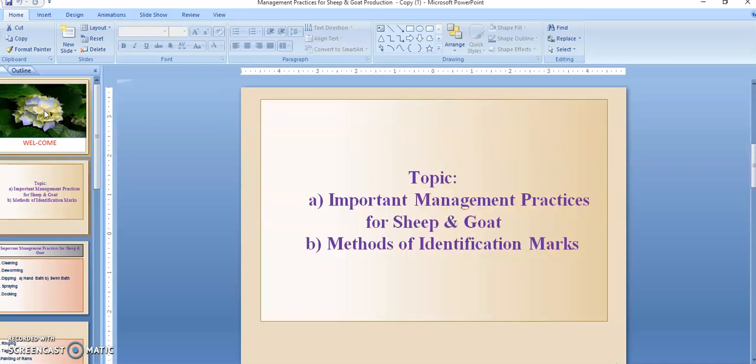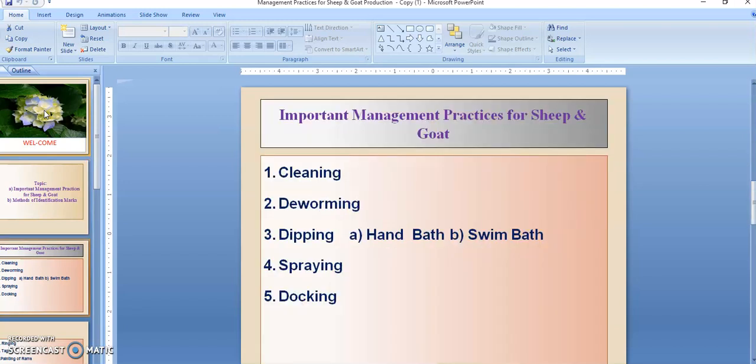Today, we are going to discuss the topic: important management practices for sheep and goat, and the methods of identification marks. India is a country in which the production of milk and milk products is very high, and milk-producing species also include sheep and goat. Sheep and goat are basically reared for mutton, and for garment and wool purposes. These species are specially used.